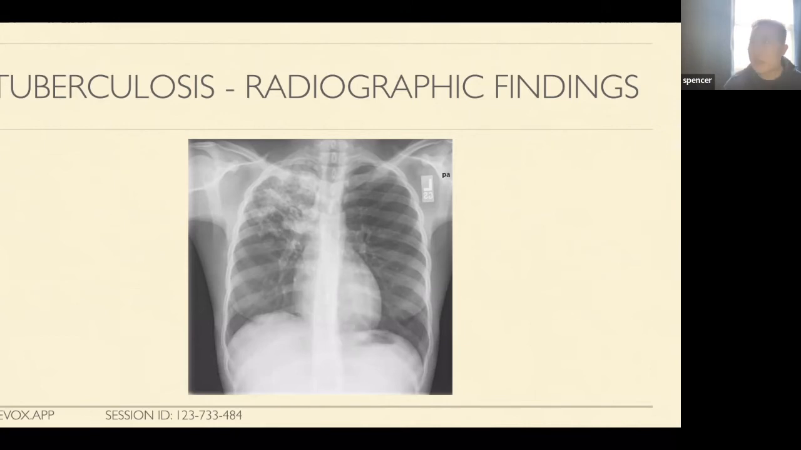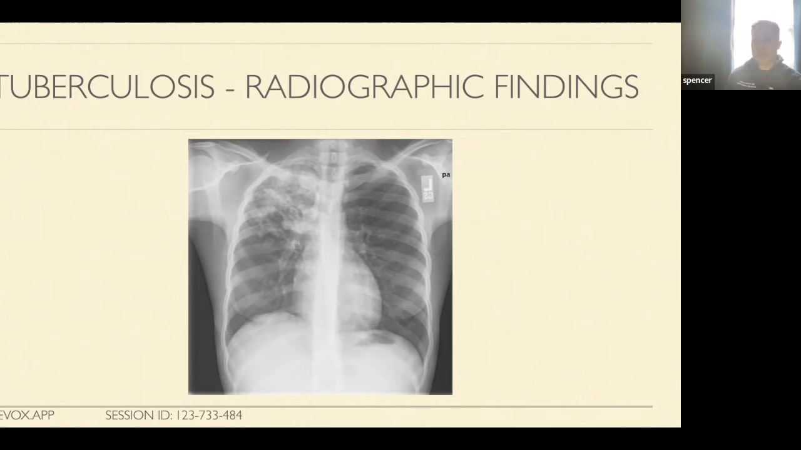Great. So Ghon complex we'll go through in a little bit. What we see here is multifocal patchy opacities in the right upper lobe. There's thickening and upward shift of the minor fissure. These patchy, poorly marginated consolidations are an early and consistent feature of post-primary tuberculosis.